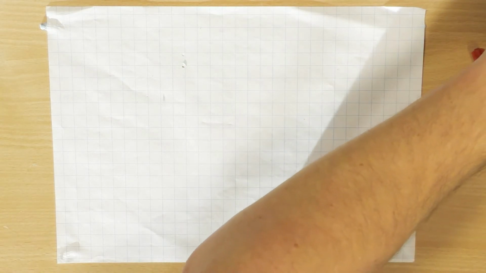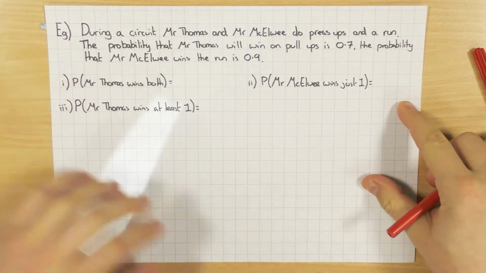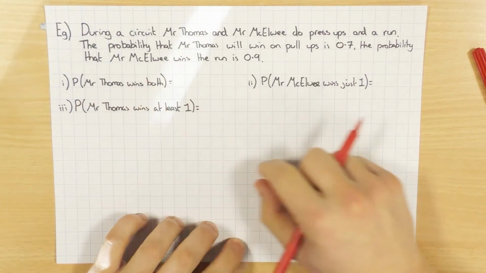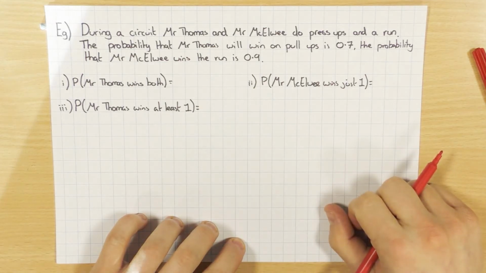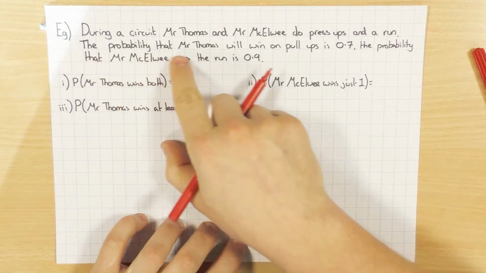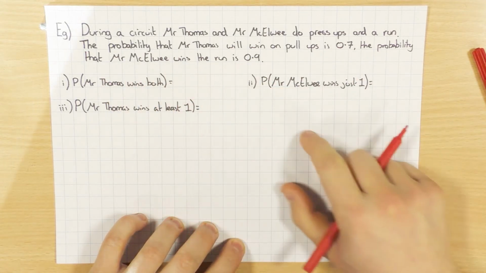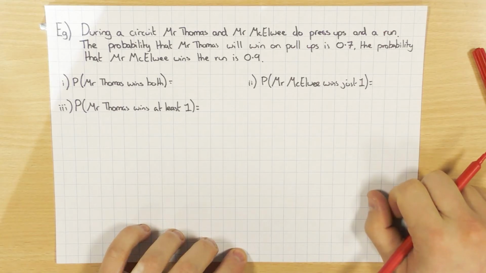Let's just do another one. So with that last one, we had fractions. I just want to do an example where we have decimals, so you can see exactly how we do it. The method is still exactly the same, it's just the probabilities are with decimals. So in this example, during a circuit, Mr. Thomas and Mr. McKelvey do press-ups and a run. The probability that Mr. Thomas will win on pull-ups is 0.7, and the probability that Mr. McKelvey wins the run is 0.9. So I've got two events here. One of them is press-ups, and the other is a run.